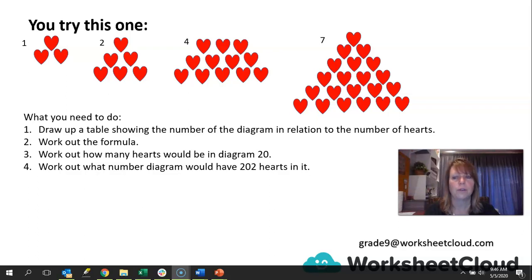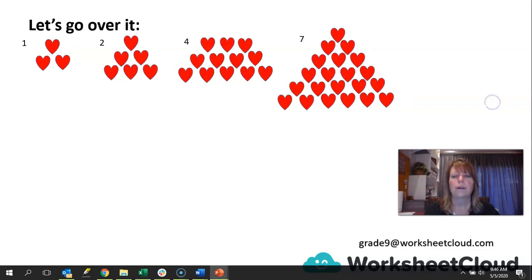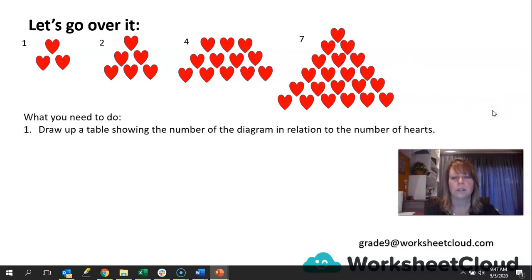Right, let's go over it together. Okay, so there's our diagram. We now need to formulate a table. So the first thing we would do is say, diagram 1, I've got 3 hearts. Diagram 2, I've got 6 hearts. Diagram 4, I've got 12 hearts. And in diagram 7, I've got 21 hearts. So let's put that into our table.